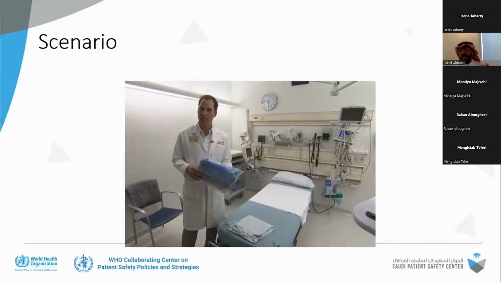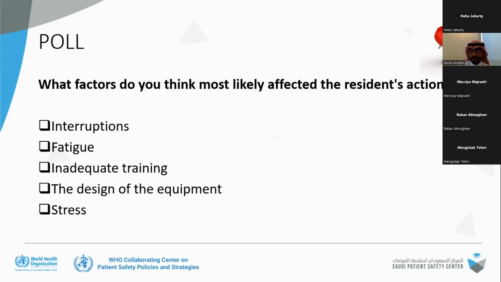So the physician, or the resident, forgot to ask the patient if they have an allergy to any kind of medication, but he forgot because of some factors affecting him. Might be the busy shift, or being bothered by the intern. So there are different factors affecting this resident. Here we have a question: what factor do you think most likely affected the resident's action? Interruption by the intern, fatigue because he was working long hours, inadequate training, he might think asking the patient about allergy is nothing essential, the design of the equipment because it didn't show any alert, or stress because it was a busy shift. Please answer the question. What do you think was the main reason?